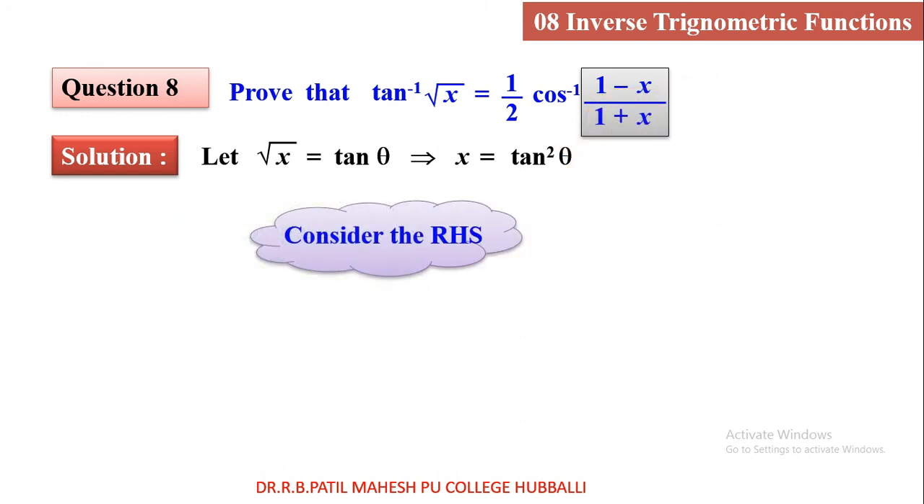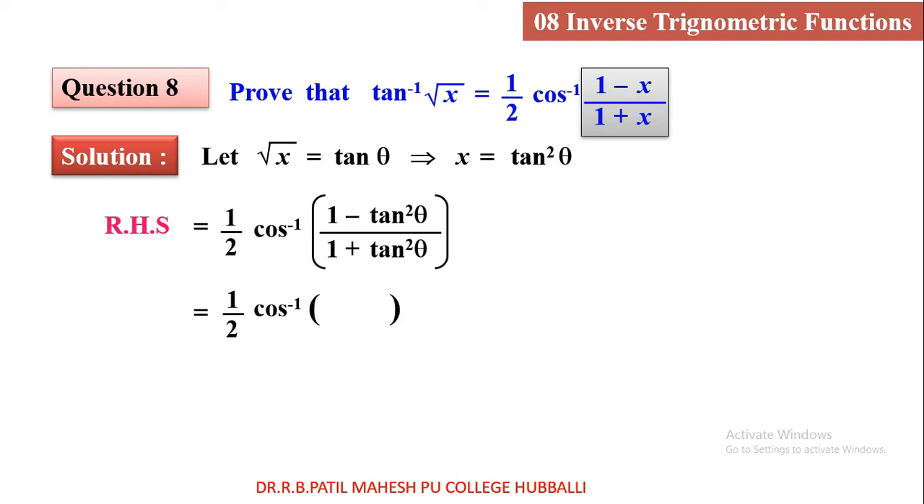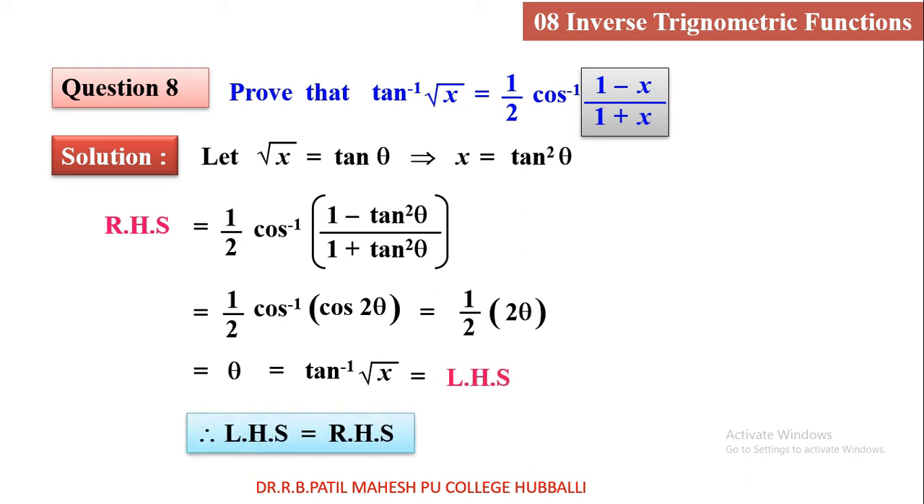So for that reason, consider the RHS, that is 1 by 2 cos inverse. In place of x, you are going to write tan square theta. Remember, 1 plus tan square theta. So 1 by 2 into cos inverse. This is a formula of cos 2 theta. Cos inverse and cos removed. 1 by 2 into 2 theta. 2 and 2 get cancelled. So theta only. What is theta? Theta is tan inverse of root x. You can observe from this step. Theta is, if you take tan here, tan inverse root x. Hence we proved RHS is equal to LHS. Hence LHS is equal to RHS.